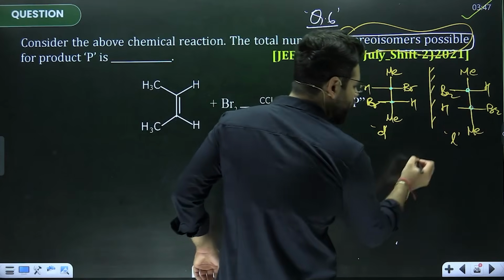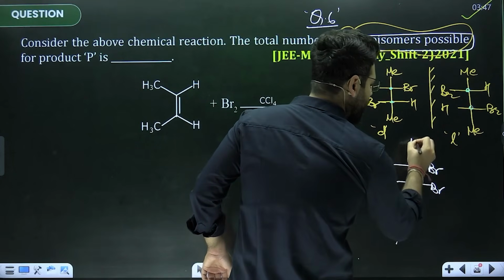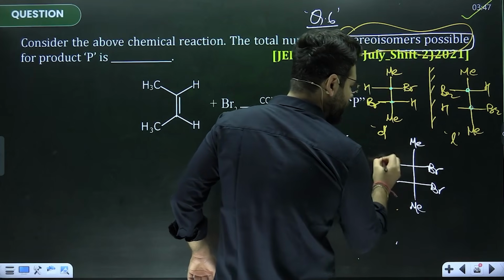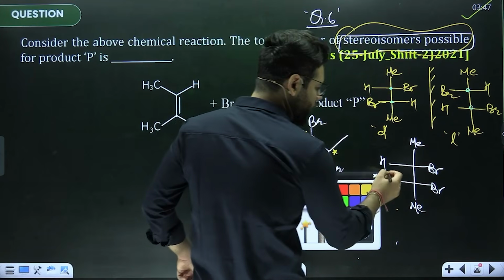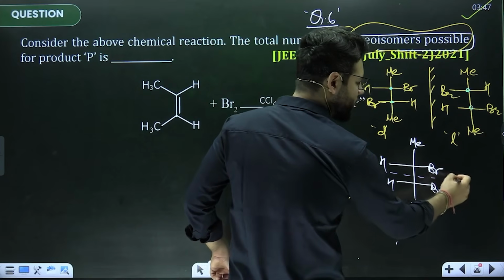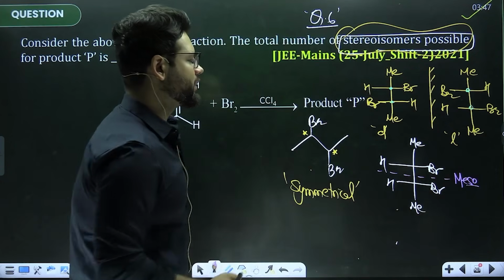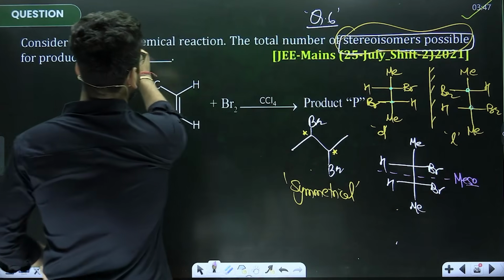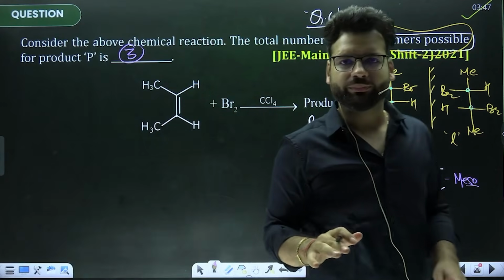Third one will be if both the bromines are on the same side, like this. Then in that case, this is the optically inactive product. So we'll call it a meso compound. Do not draw a mirror image of it. It's a single product, meso compound. So answer is 3 products are possible here. I mean, 3 stereoisomers are there for the final product.